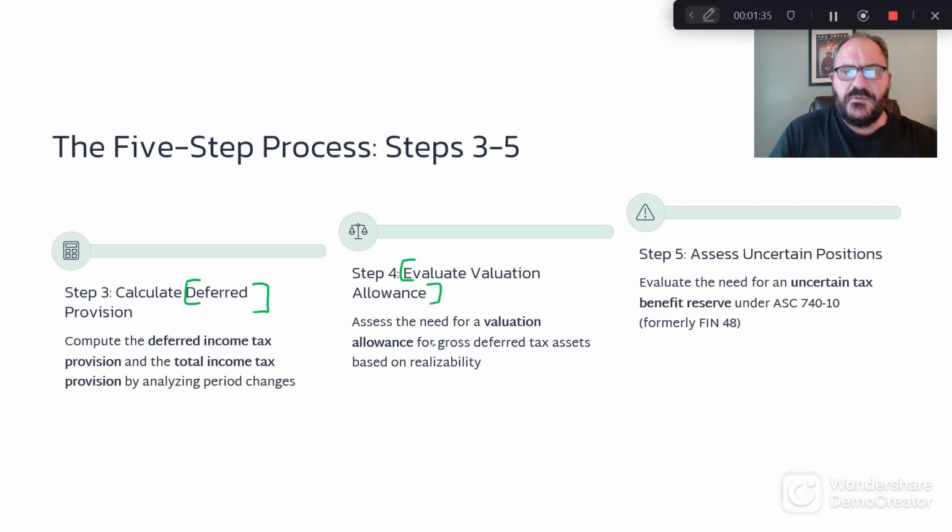Notice, the allowance account has to do with realizability. In other words, do they have deferred tax assets that they're never going to be able to use? Maybe they're going out of business, something like this. And then the need for an uncertain tax benefit reserve. This is, again, related to whether or not you're going to wind up having some sort of issues with taxes.